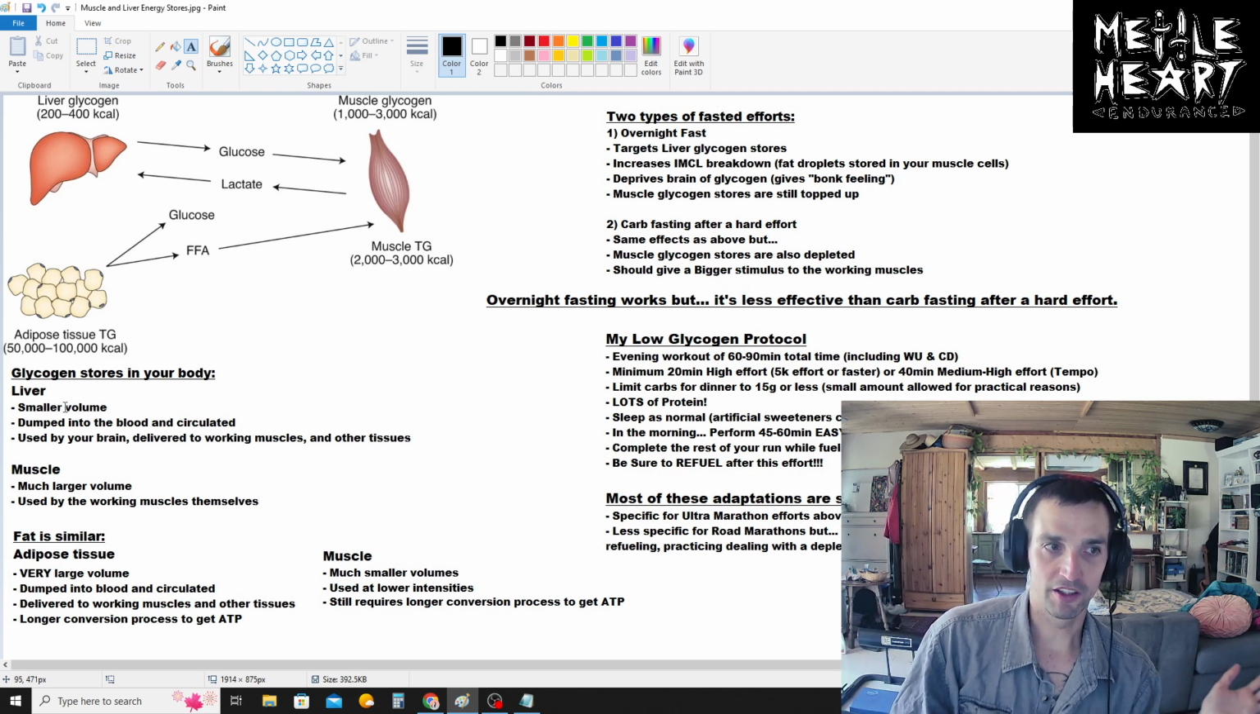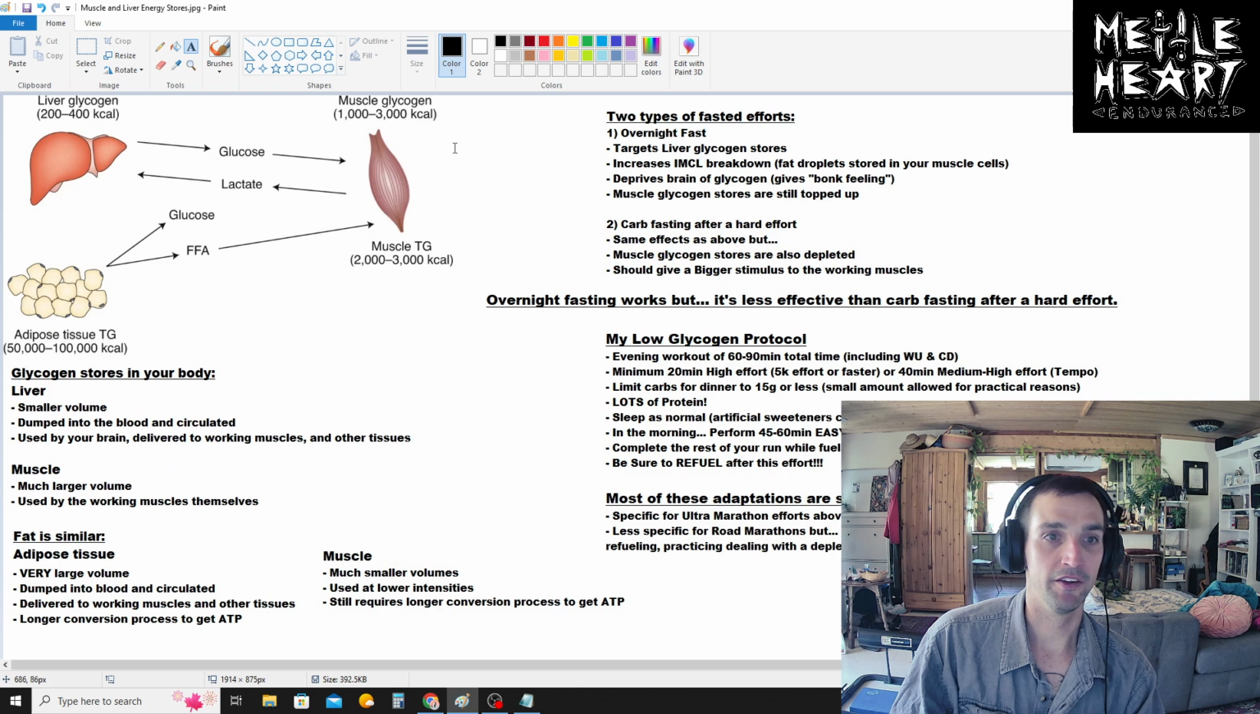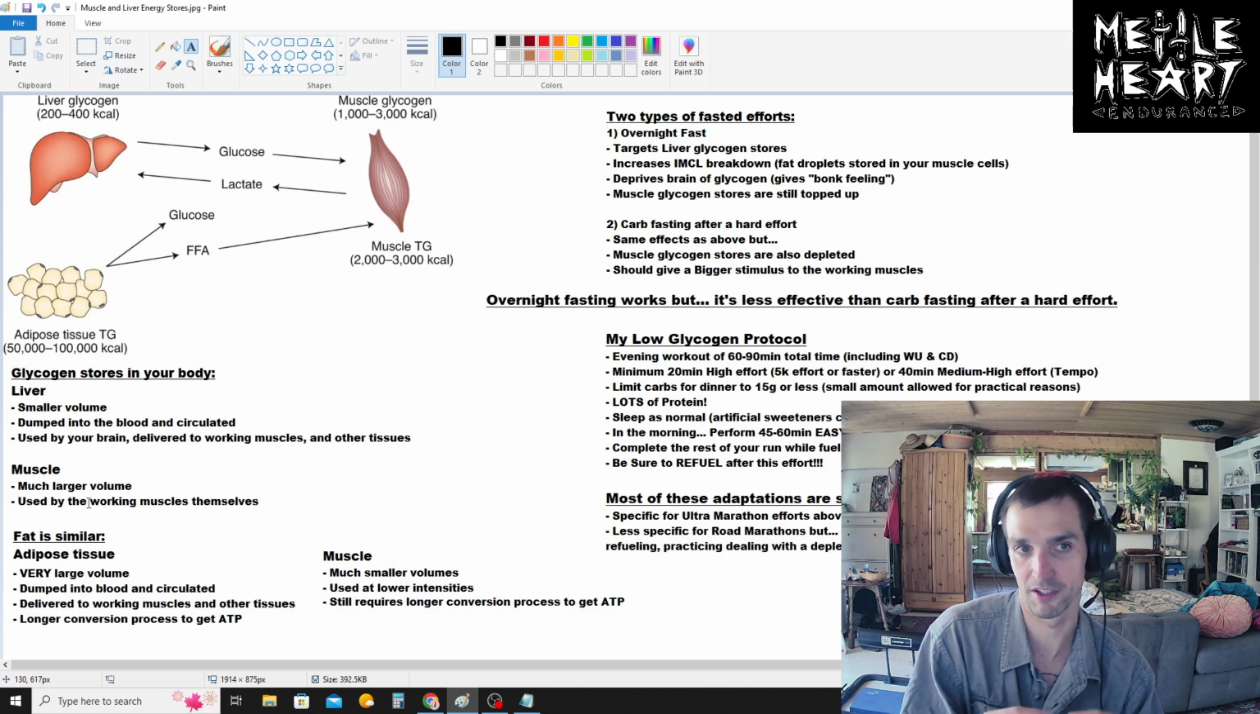So we store glycogen in the liver in a small amount. That gets dumped into your bloodstream, circulated, and used by your brain, working muscles, and other tissue. The carbohydrate stored in your muscle is a much larger volume of calories, but it's used primarily just by the muscles themselves.